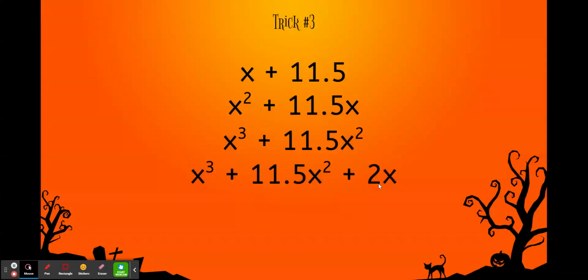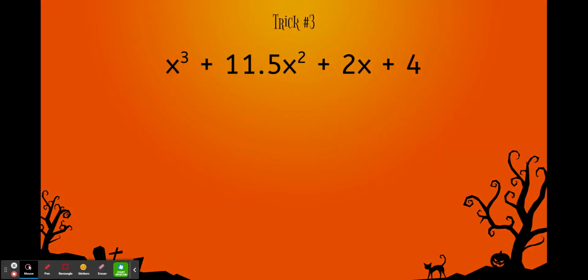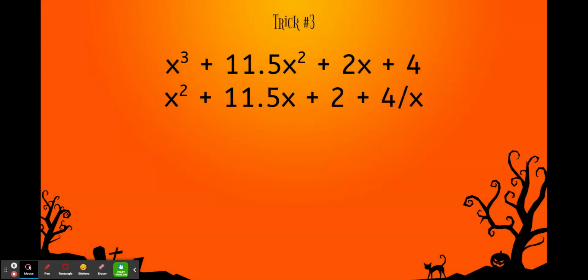All right, the next direction is just to add 2x. So simple algebra here. We've got x to the third plus 11.5x squared plus 2x. Simple enough. Then we're going to add 4 to that, giving us this big term here. All right, we'll put that up at the top so we can keep track of where we're going more easily. The next direction is to divide by x.